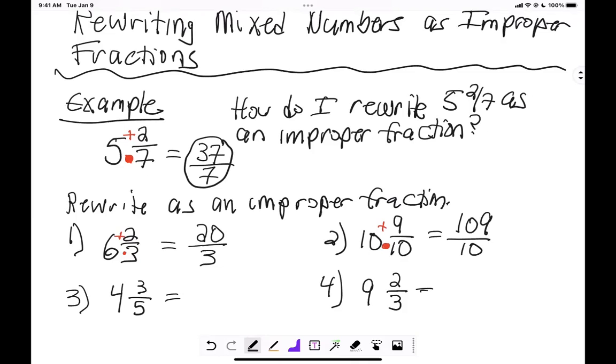Okay, so here we go. So you would have multiplied and added, and you should have gotten 23/5. How did we do? We're doing good. Yay. Okay. And then multiply and add. And you get 9 times 3 is 27, plus 2, 29/3. I think they're sort of fun.